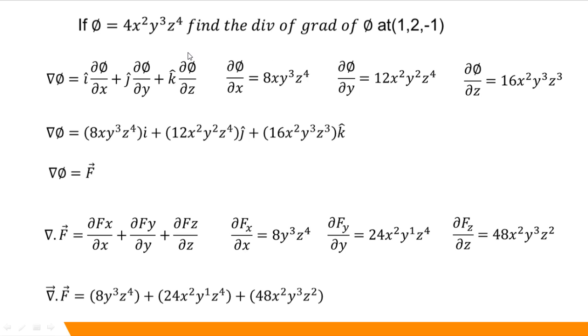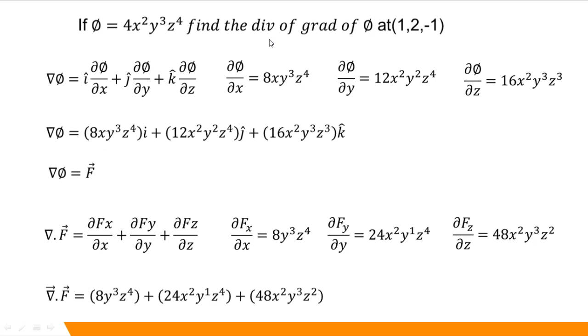Suppose the question asks at 1, 2, minus 1, you substitute the values here, 1 for x, 2 for y, and minus 1 for z. Like that you substitute, and you get the answer in terms of numbers. If you want the magnitude, just go through the vector method, the square root of x square plus y square plus z square. So that way you can find the answer. Here we first found the gradient of phi.